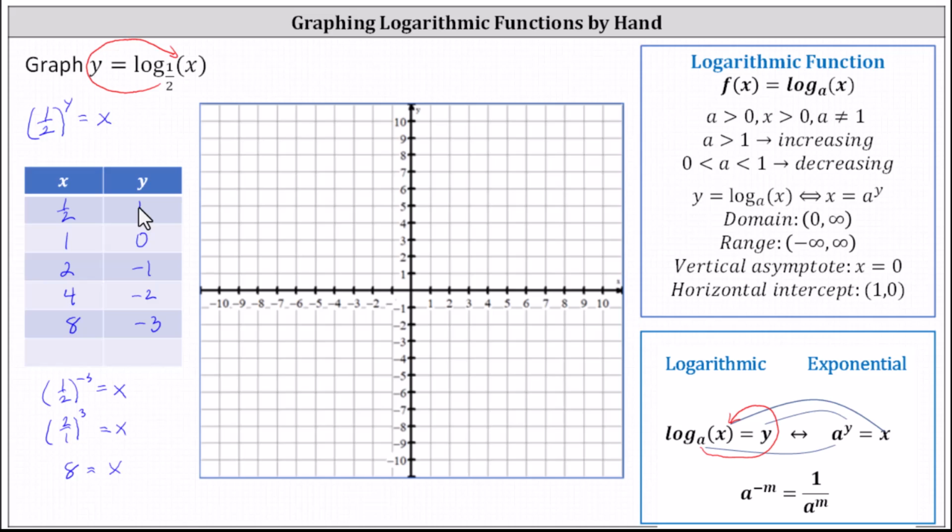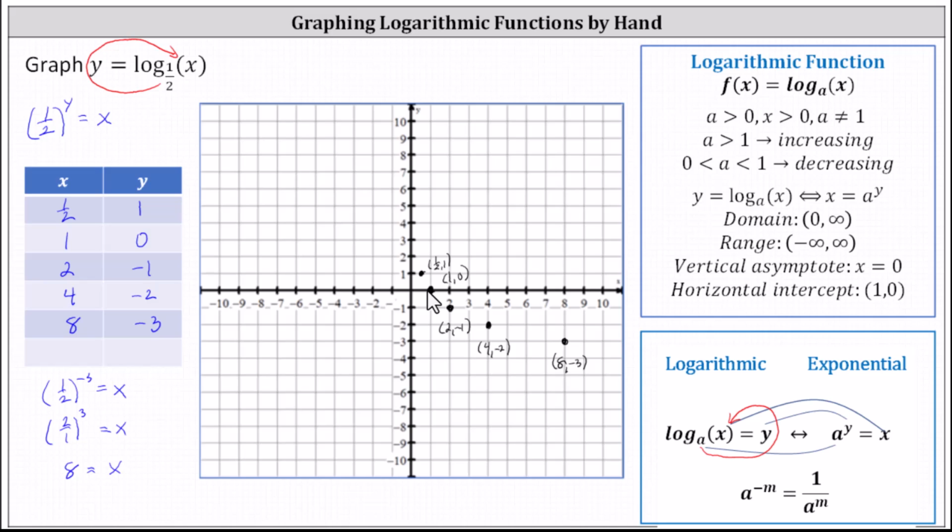First point is 1/2, 1. Next we have 1, 0, which is the horizontal or x-intercept. Next 2, -1. 4, -2. And finally we have 8, -3. We can make a pretty accurate graph using these 5 points, but let's determine one more point.